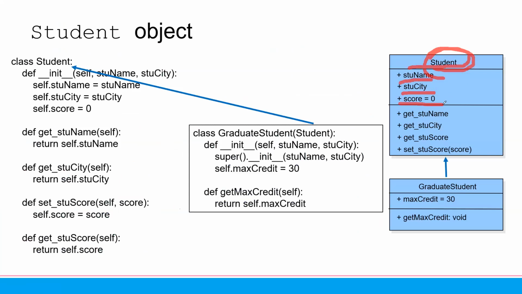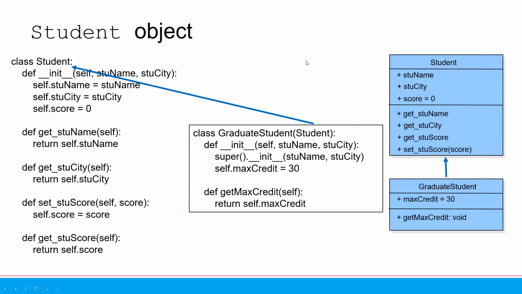But the difference is how many credits you need to take. For the undergraduate student, you need to take maybe more than 100 credits. For the graduate students, you need to take maybe only 30 credits. So that's the difference. So we can say that the class student is the superclass, and we can make subclasses. The subclasses are the undergraduate student and the graduate student.